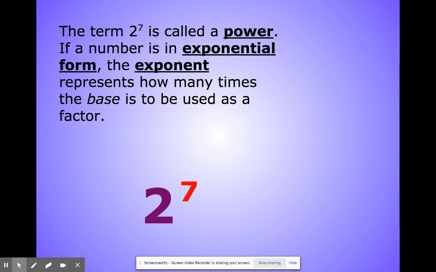So the term 2 to the 7th is called a power, okay? If a number is in exponential form, the exponent represents how many times the base is to be used as a factor. So let's kind of look at these two.